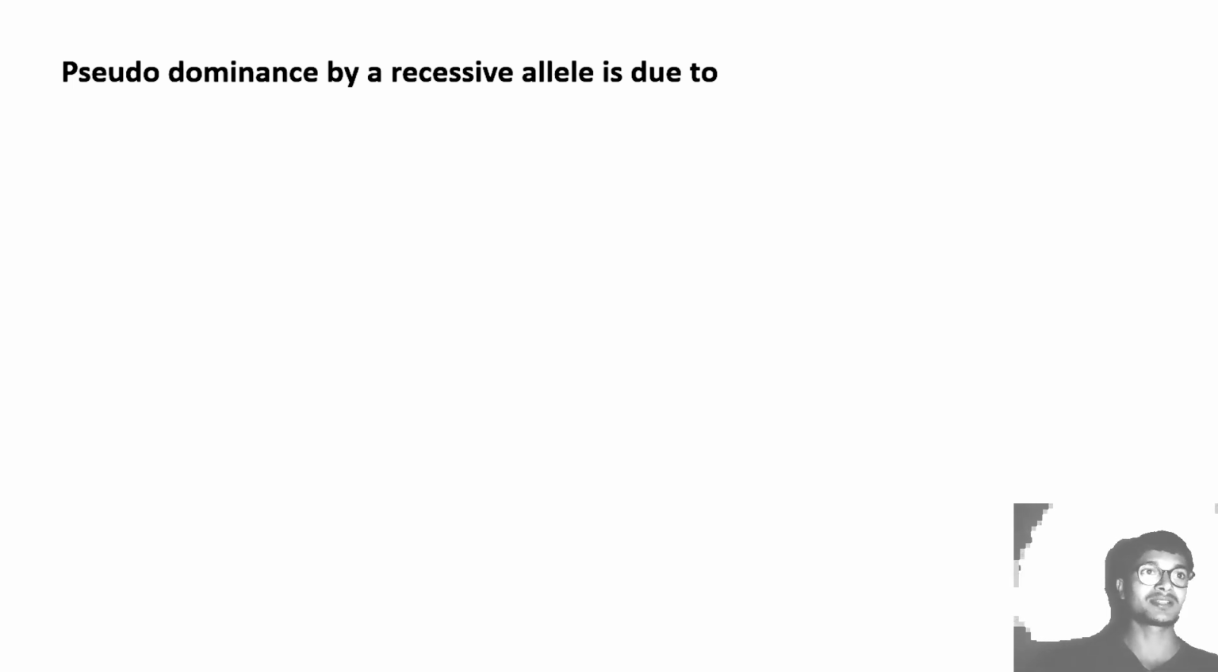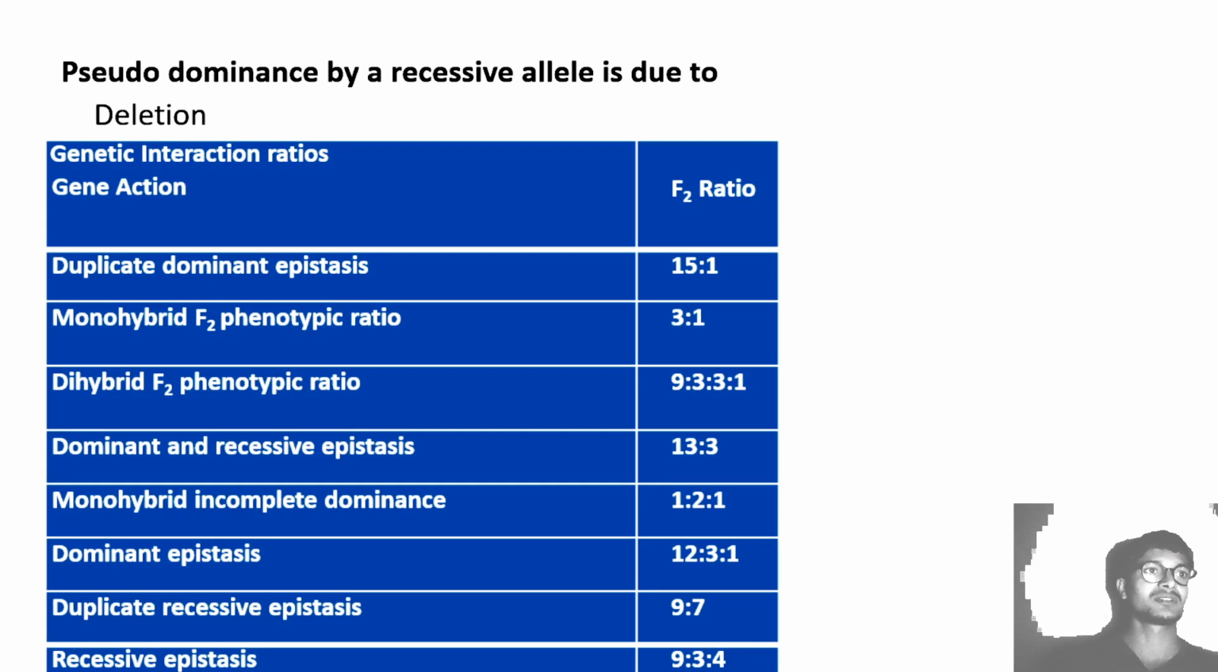Next question is that pseudodominance by a recessive allele is due to? Answer is deletion. Clear? Next question.